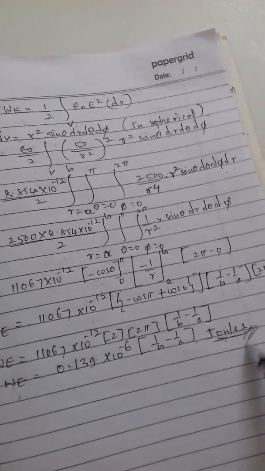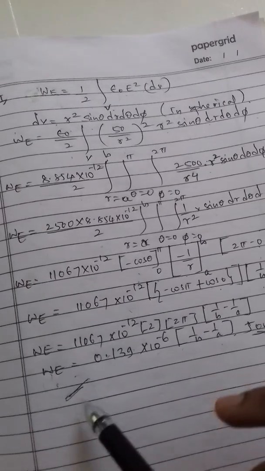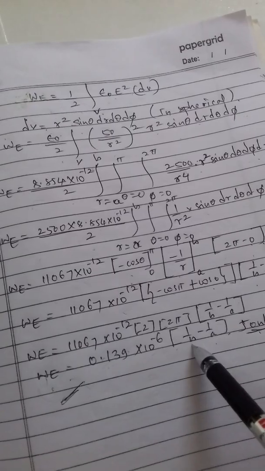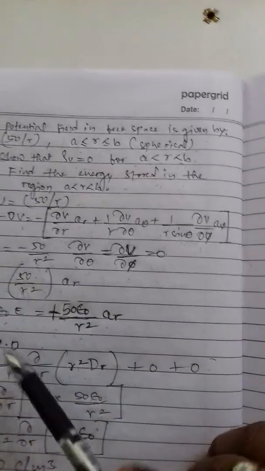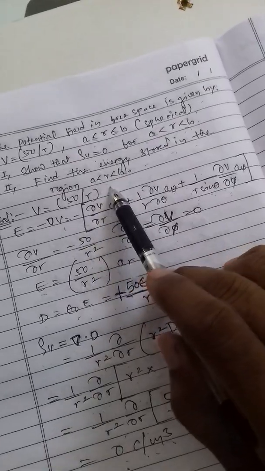That is the energy stored in a sphere with the given conditions, a less than r less than b, in the regions.